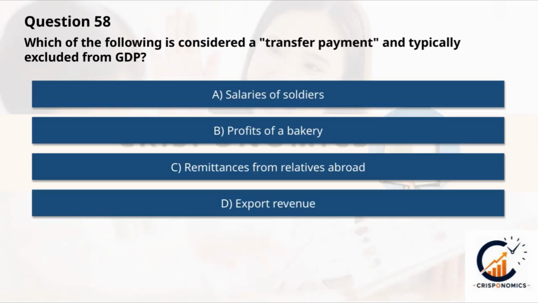Let's look at a key concept in economics: transfer payments. These are payments made without any goods or services being exchanged in return. For example, salaries of soldiers, profits from a bakery, and export revenue all involve actual production or services. But remittances from relatives abroad, those are transfer payments. They're simply money sent from one person to another, and because no new goods or services are produced, they're typically excluded from GDP calculations.